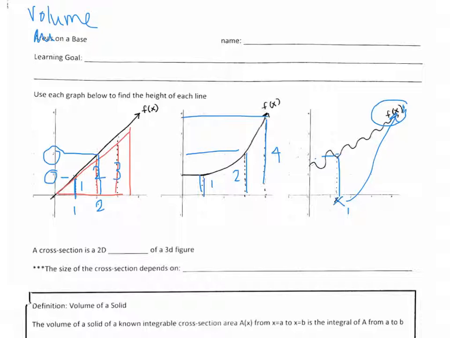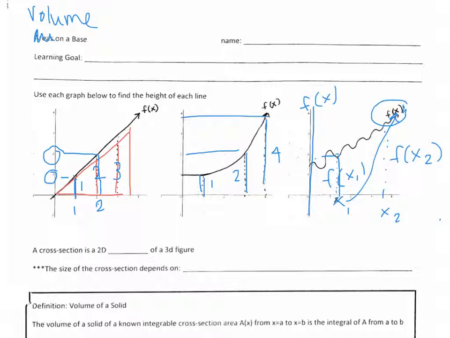So if we call this x1, this height here would be f of x1. Okay, remember, y is the same thing as f of x. You can think of your y-axis as your f of x axis. Okay, if you had another point, x2, the height of that line would be defined by the function value at x2. Okay, a little review.